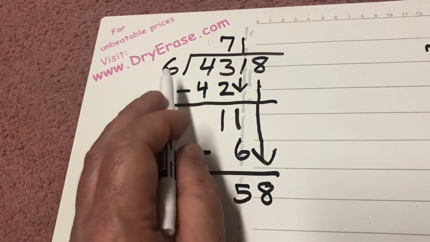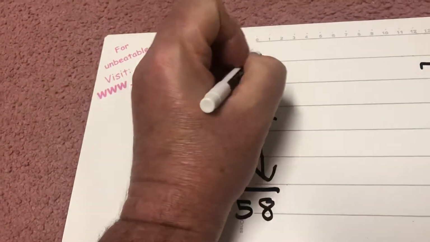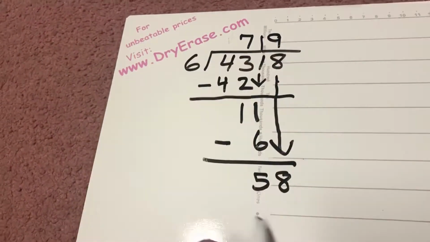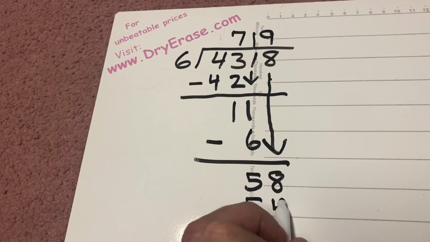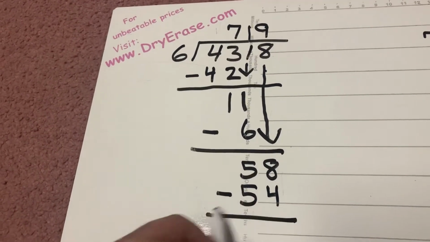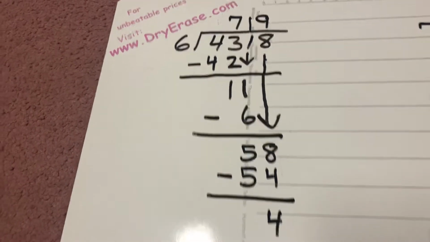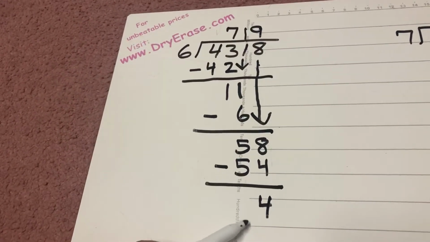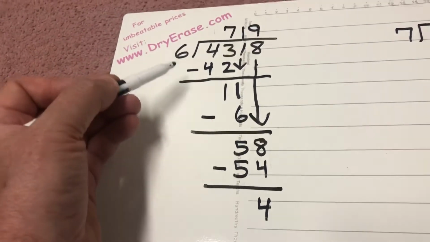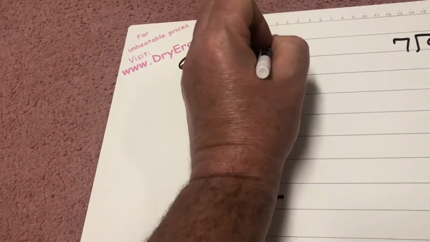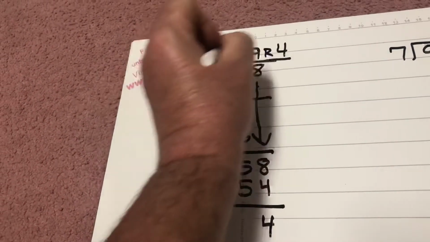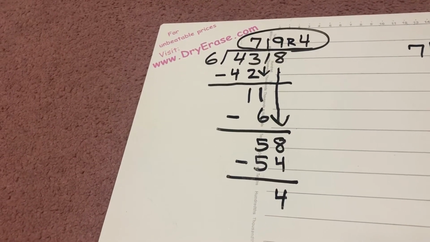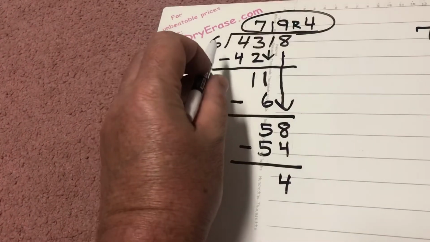I think about my times tables. I think that 6 can go into 58 9 times. After I divide, I multiply. 9 times 6 is 54. 58 minus 54 is 4. I have no numbers left to bring down. I'm okay with 4 after I subtract because 4 is less than 6. So I'm okay with a remainder of 4, 719 remainder 4. I'm okay with that. Remainder less than what I'm dividing by.